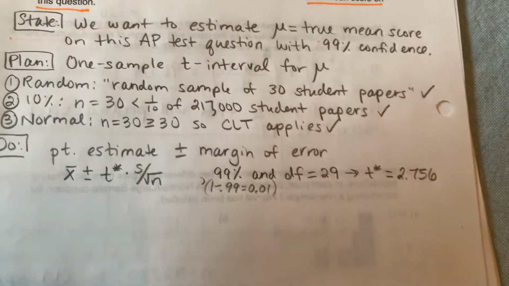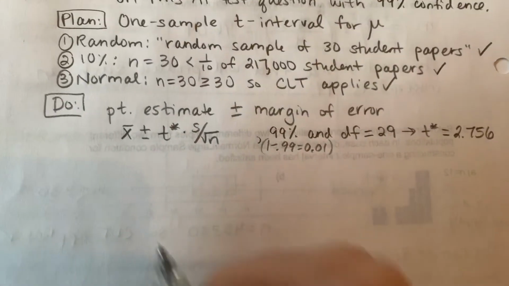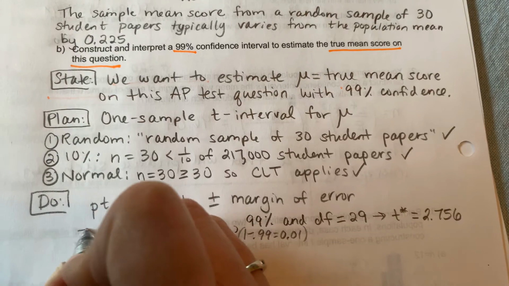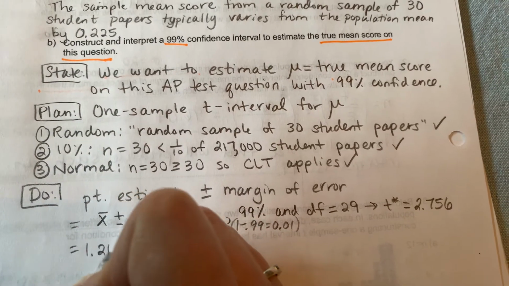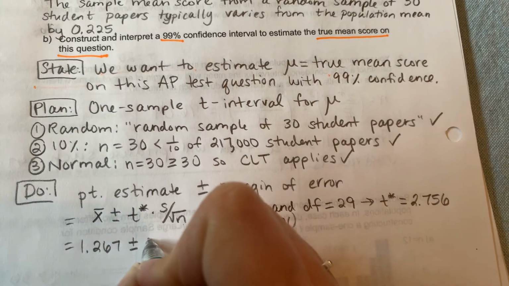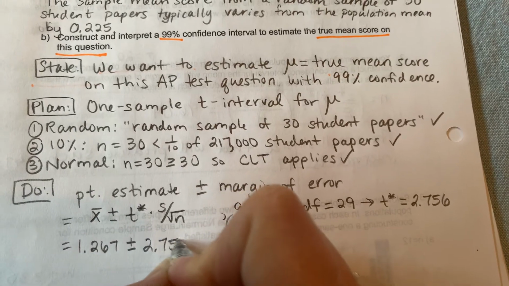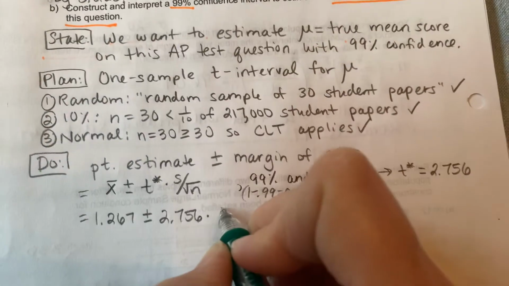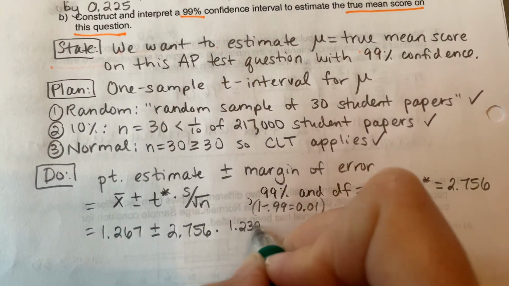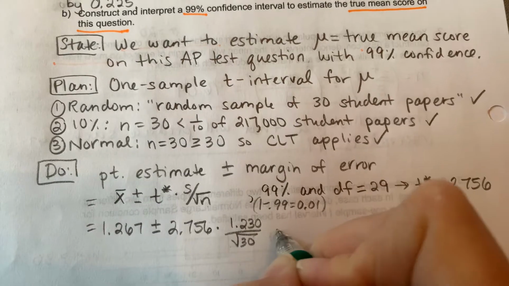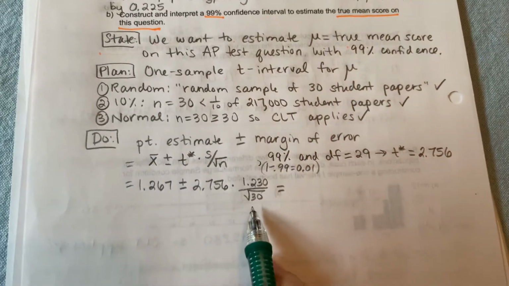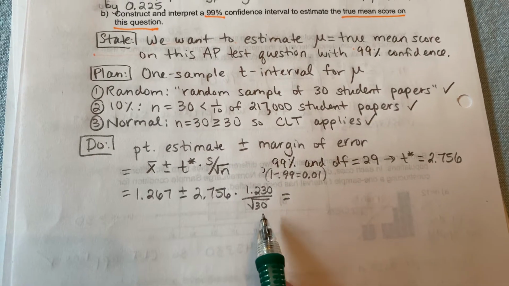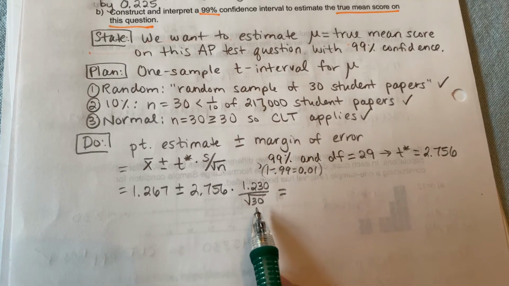2.756. Okay, so I'm ready to plug all my values in. Again, x bar is 1.267, plus or minus t star, which we just said was 2.756, times s, which is 1.230, divided by the square root of n, which is 30. Some of you have on accident been using 29 here. That's your degrees of freedom instead of your actual sample size. Be careful that you go back to n, not the degrees of freedom.